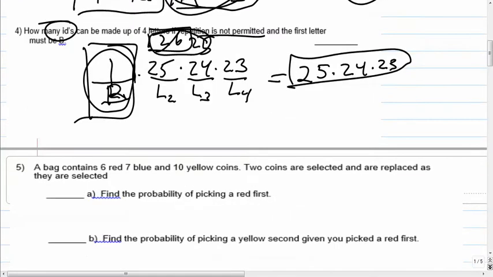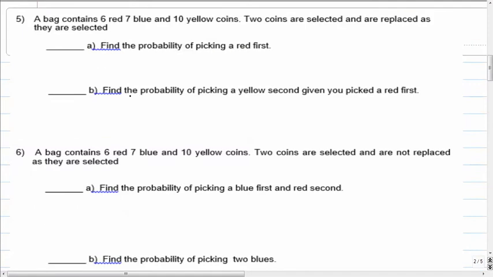Okay, so that's counting. Here are some probability problems. We got interruption here. Hold on. Okay, now we're on to probability.